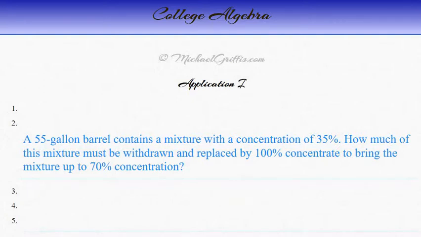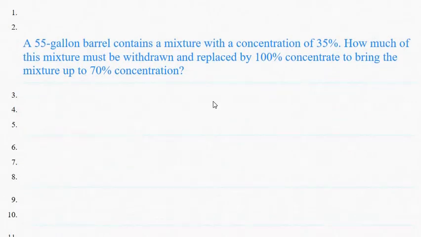We have a 55-gallon barrel that contains a mixture with a concentration of 35%. So this could be 35% of anything, saline, whatever. How much of this mixture must be withdrawn and replaced by 100% concentrate to bring the mixture up to 70% concentration? So let's go ahead and set this up. Once again, we're setting up a linear equation and solving for x.